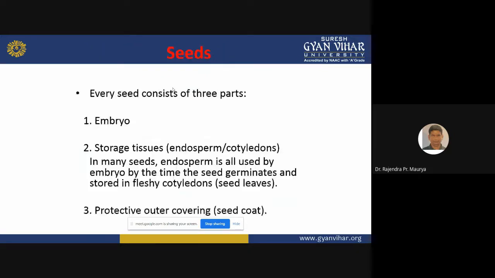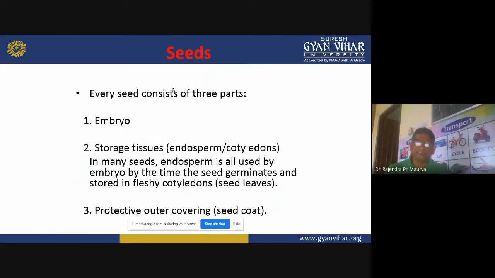Seeds. Every seed consists of three parts: the embryo, the storage tissue, that is the endosperm, and a protective outer covering, that is the seed coat. The embryo is very, very important for seeds. If there is no embryo, or if it is an immature embryo, then what will germinate? So if there is no embryo, then it is not a seed, it is only a grain.